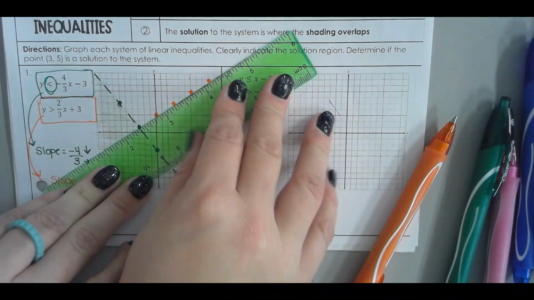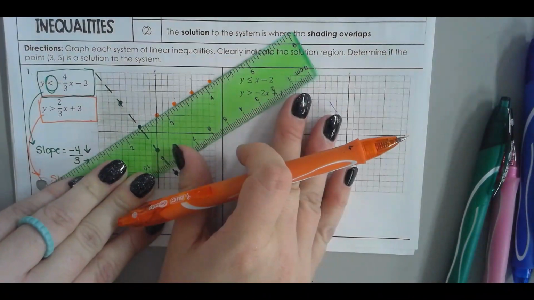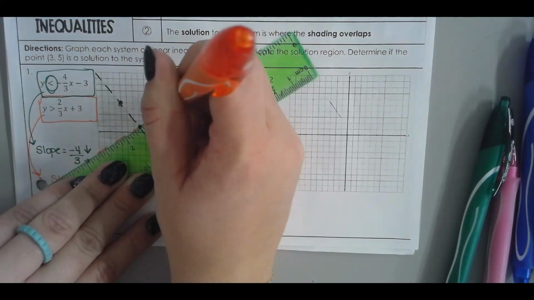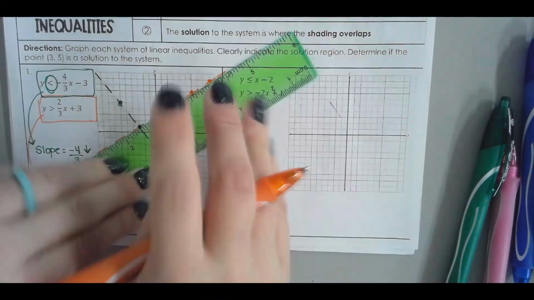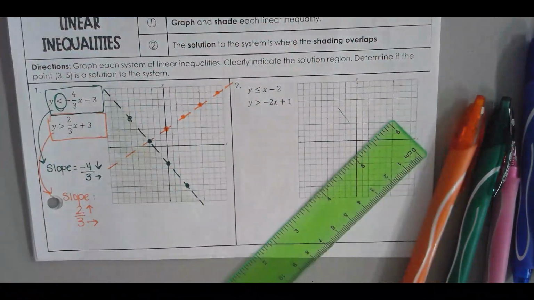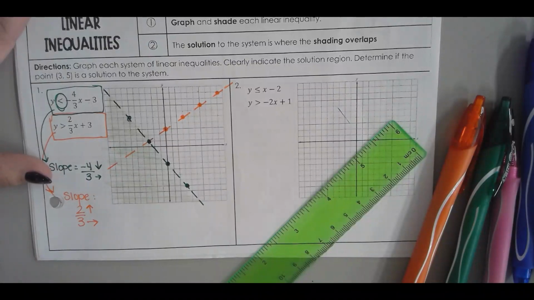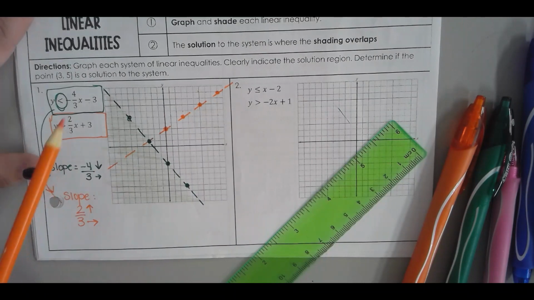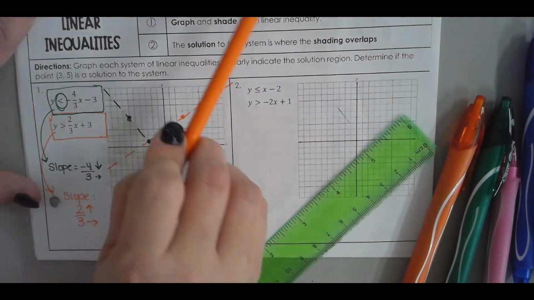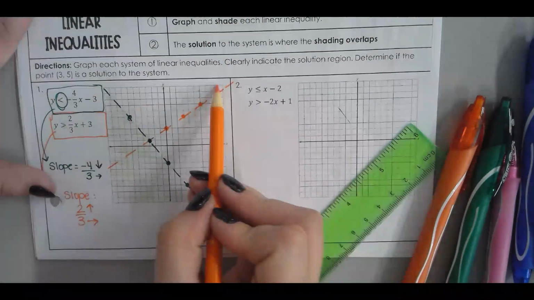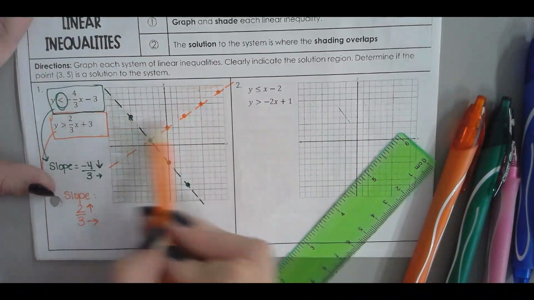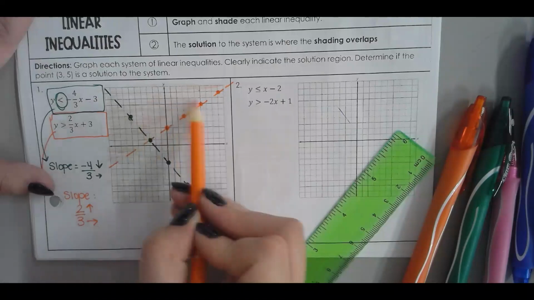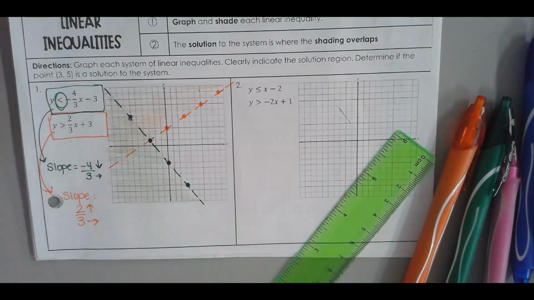Is this line going to be dashed or solid? Dashed. Am I going to shade above or below? Above. Notice this is a greater than symbol. If I find this symbol up top, it says shade above. So pick a different color and shade above. And when you do that, you should notice that there will be a section where your two colors overlap.